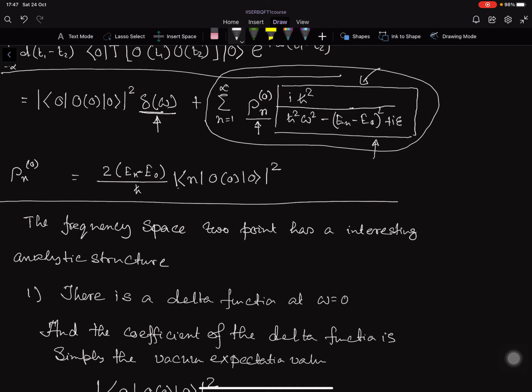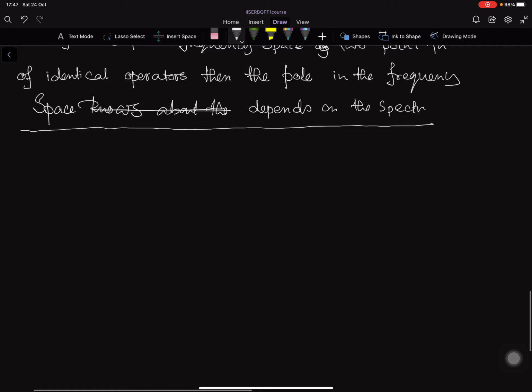Now it is possible that for some values of n this quantity vanishes. In that case, there will be no poles. So in general, if we compute the 2-point function of any two identical operators, it will have a series of poles, but not an infinite number of poles, because that is controlled by this operator, and usually that's not the case. You can check this in the lecture note.